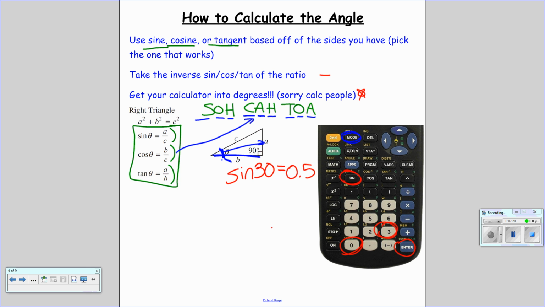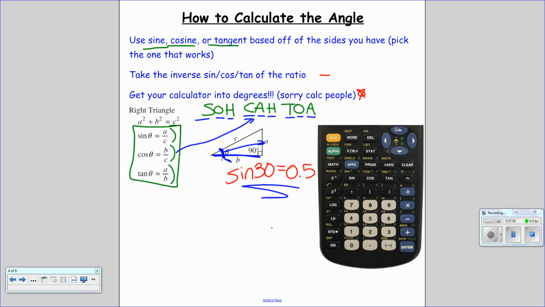Others, you're going to have to hit mode. Use your arrows to go down about 2 to 3 rows. It'll say radians and degrees. You're going to want to go over to degrees and hit the enter button. You can then hit clear, all right, and try this sine of 30 again. It should come out to be 0.5, okay? In physics, we always deal with degrees.